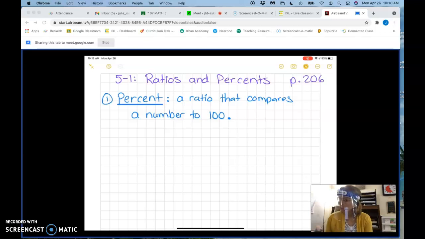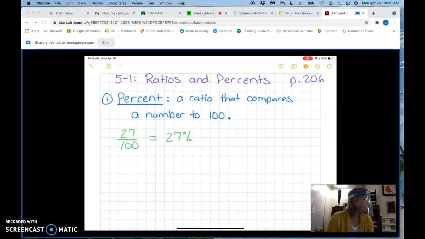And here's some examples of ratios. So we might have 27 to 100, that would be our ratio, which would be the same as 27%. So anytime your number has 100 on the bottom, you just turn it right into a percent. If you have 180 over 100, that's going to equal 180%, because 100 is our denominator. If we have 3 over 100, that's going to equal 3%.